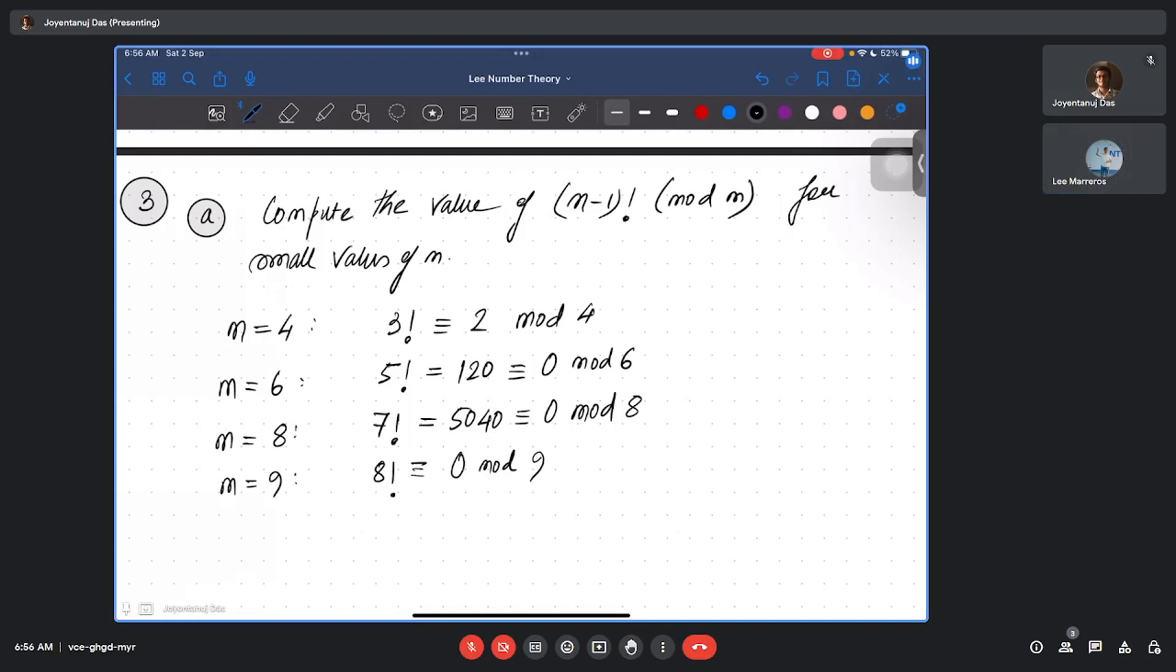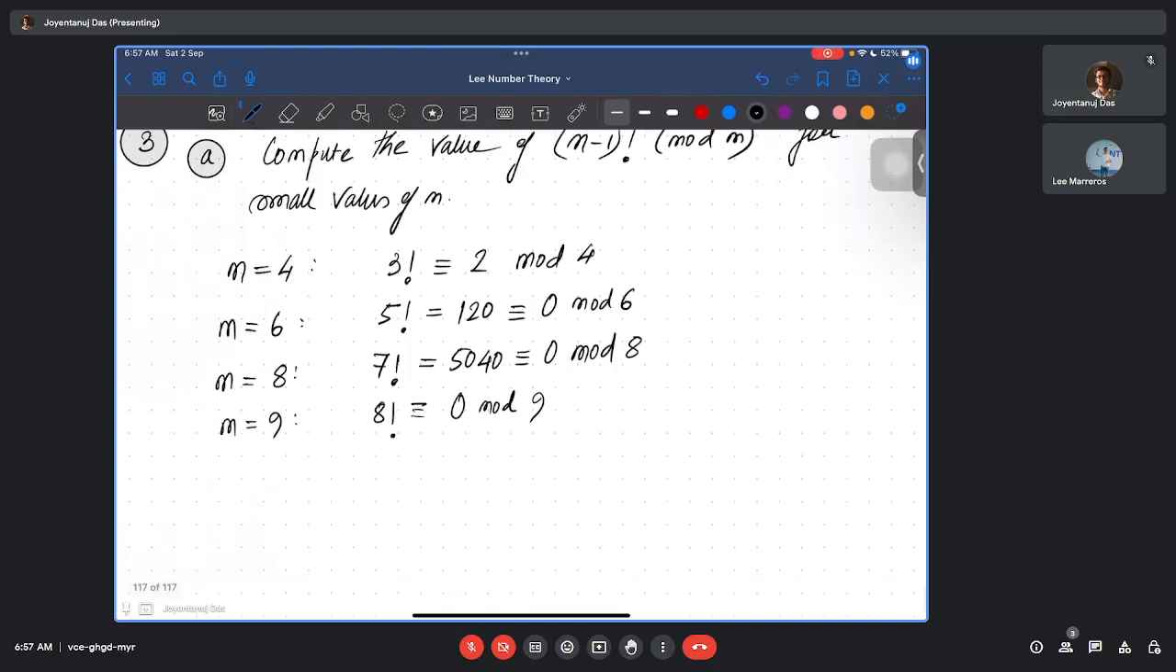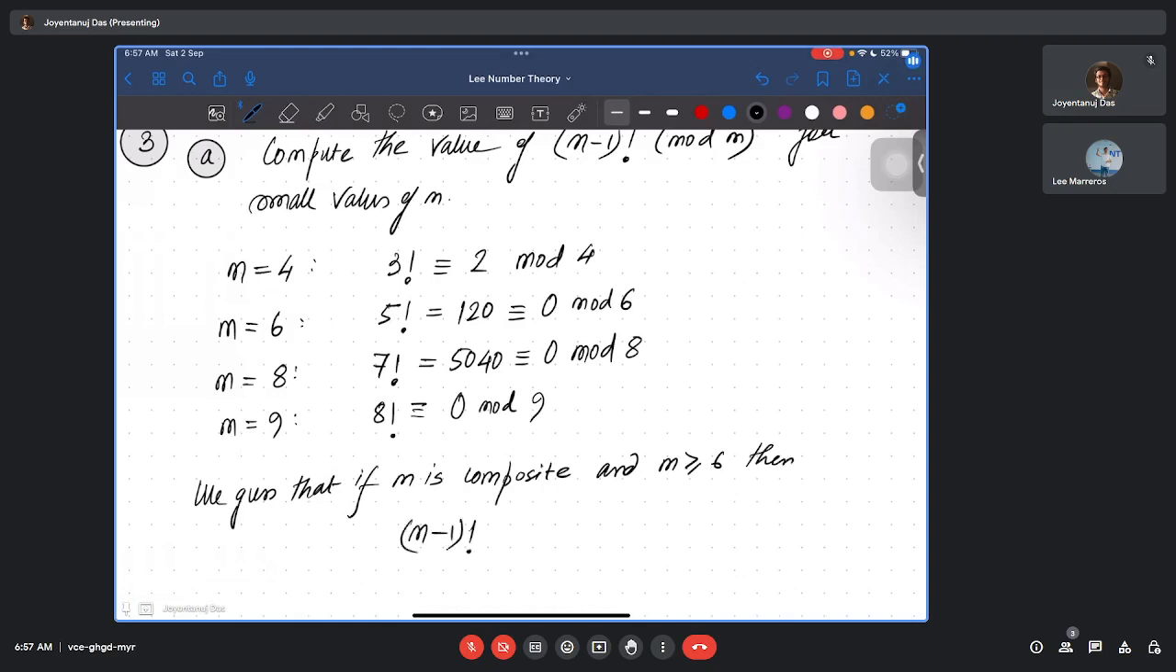So what is the idea? The idea is whenever m is greater than or equal to 6, we are getting that m minus 1 factorial is 0 mod m. Only for 4 it is not true. So we guess that if m is composite and m is greater than or equal to 6, then m minus 1 factorial is 0 mod m. Okay.